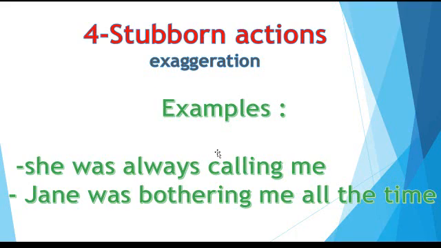If we substitute the word "was" with "is," this is going to be the stubborn action in the present continuous, because it's still bothering you all the time. But if we say "she was always calling me," it was bothering me in the past, but now she's not doing that anymore. If you say "she is always calling me," this indicates that she is doing the same thing all the time and still doing it now.